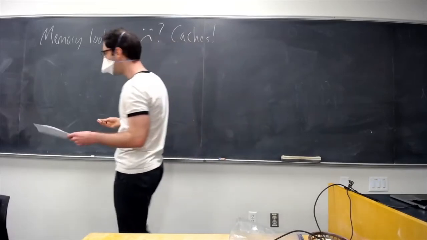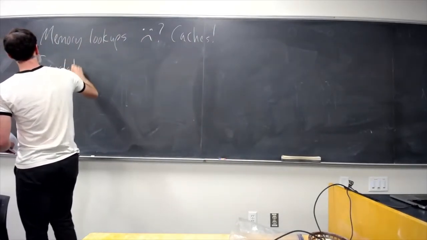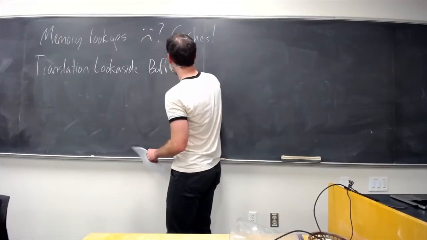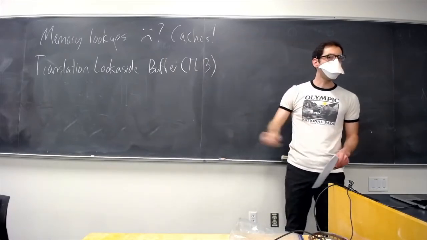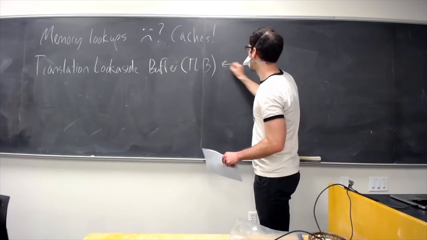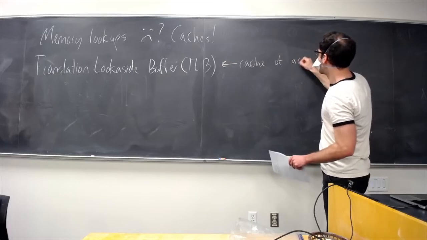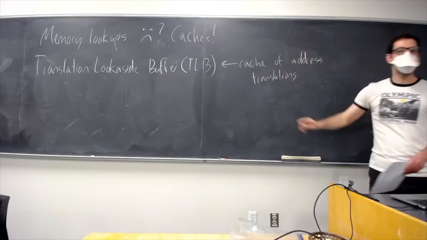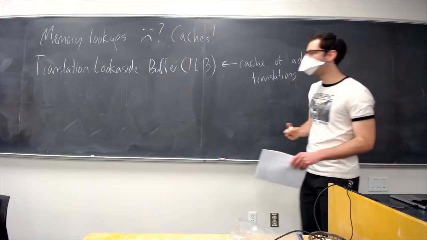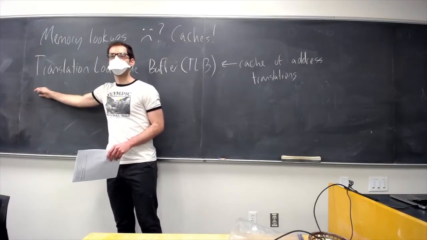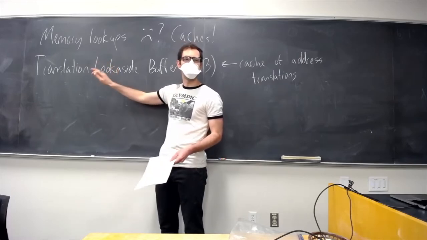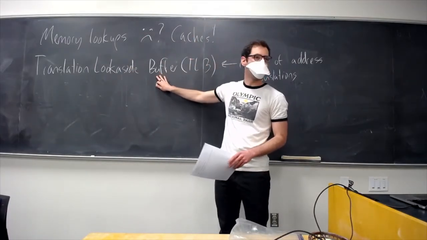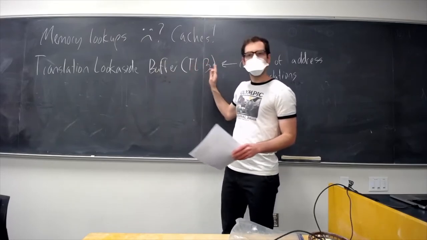Caches are coming to the rescue, and in particular, we will add a cache dedicated to caching the results of address translation. Now this name is terrible. Translation lookaside buffer, it should be called like address translation cache or page table entry cache, something like that. But it was named translation lookaside buffer, TLB for short, so that's what we're stuck with.